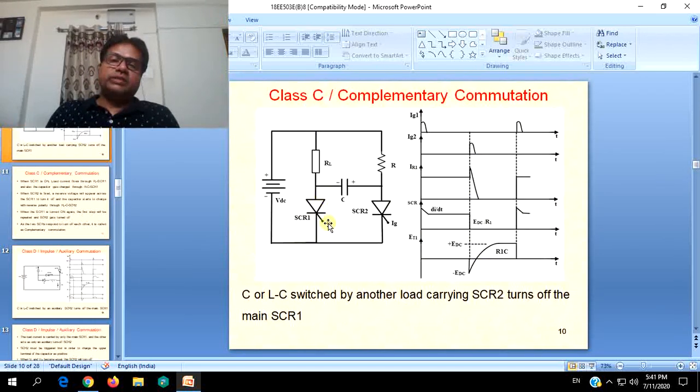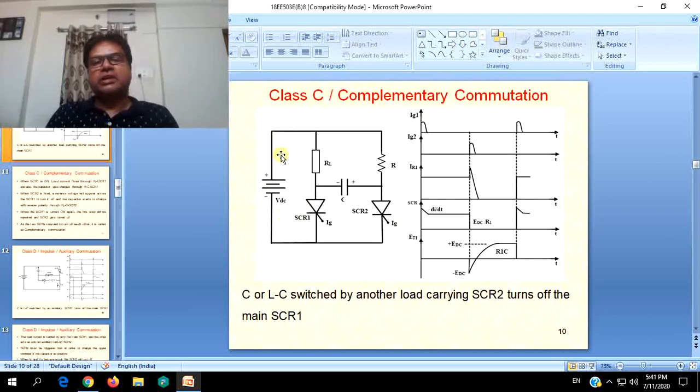So when SCR1 is turned on, capacitor gets charged through the external resistance R in the direction via SCR1. But when SCR2 is turned on, the load current flows and capacitor gets charged via RL itself and the SCR2. So in this mode, this resistance will not be carrying any current. And as soon as SCR2 is fired, reverse voltage will be applied, SCR1 gets turned off. And once SCR1 is turned on, again SCR2 gets turned off.